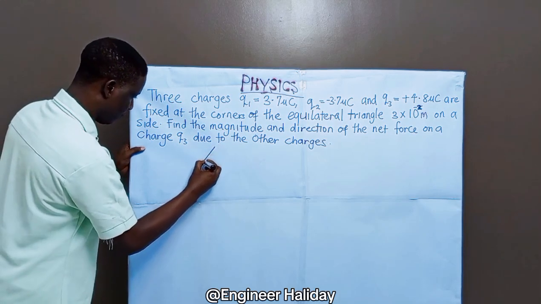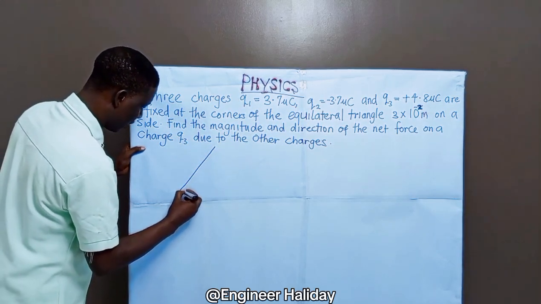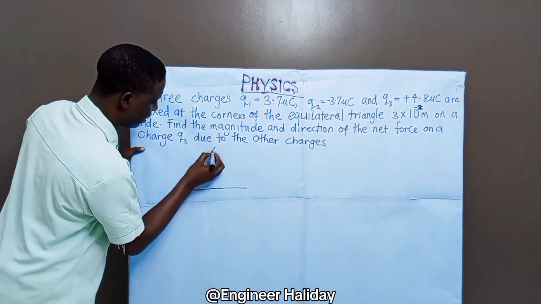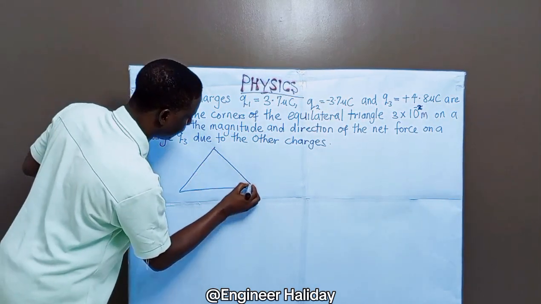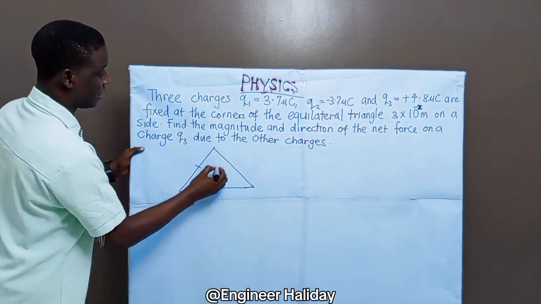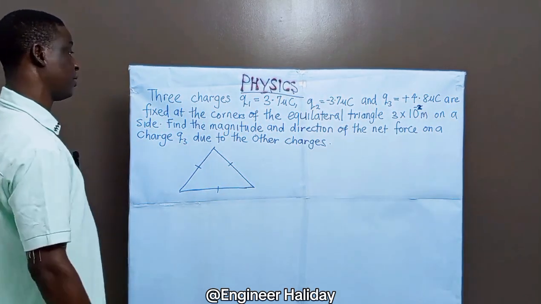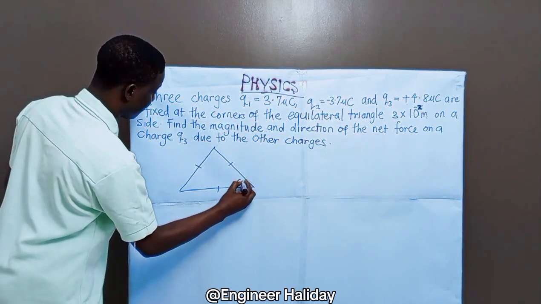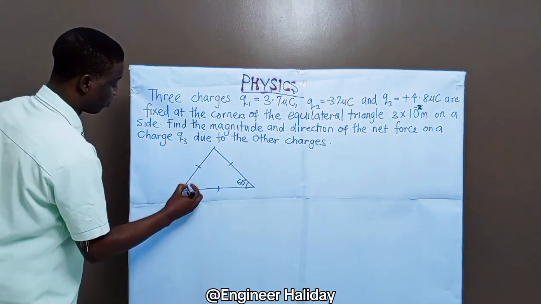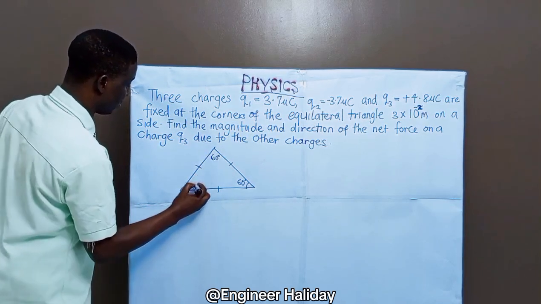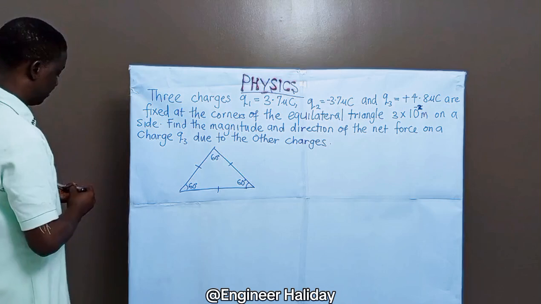This is an equilateral triangle. So let's take this one as an equilateral triangle. Each of the angles is 60 degrees. Here is 60 degrees, here is also 60, here is also 60. Each angle of the triangle is 60 degrees.